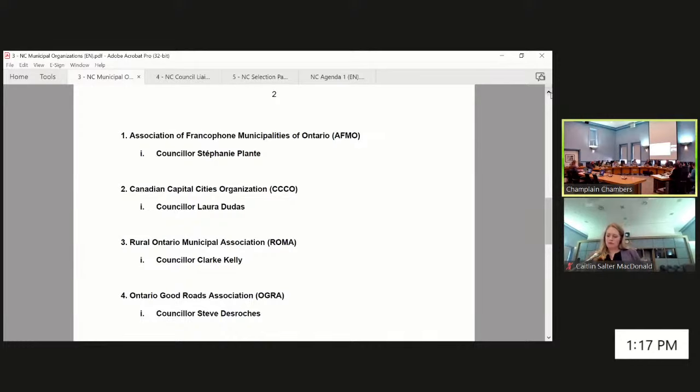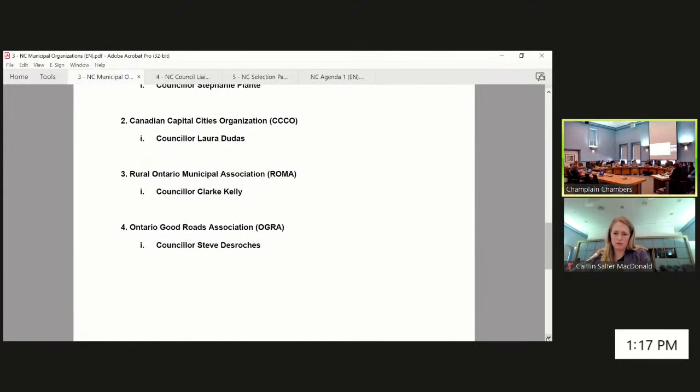2, the Canadian Capital Cities Organization, Councillor Dudas. 3, the Rural Ontario Municipal Association, ROMA, Councillor Kelly. And when it comes to Ontario Good Roads Association, Councillor DeRoche. Thank you, Mr. Mayor.